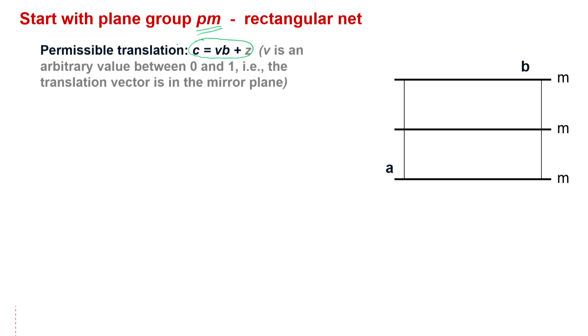C equals VB plus Z. So, V is just a scalar value between 0 and 1. So, we travel up a bit, we travel along B, and then this Z takes me up. So, the projected vector C would look something like this. This is a projection of the translation C, but you can imagine that this translation vector is up and it is in the mirror plane. This is important. Since this is in the mirror plane, it is also allowed because it creates no new symmetry.